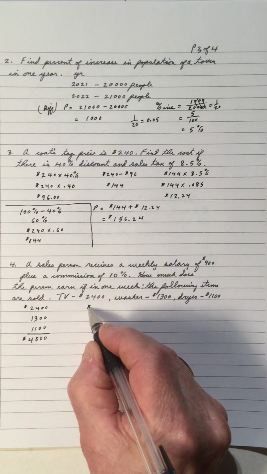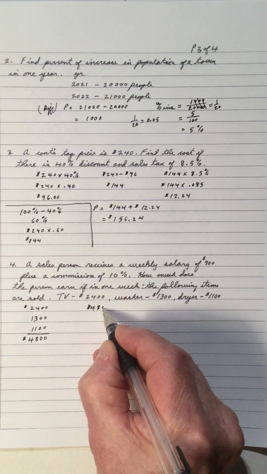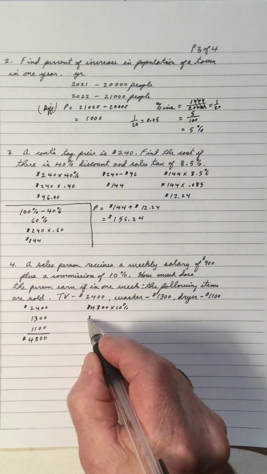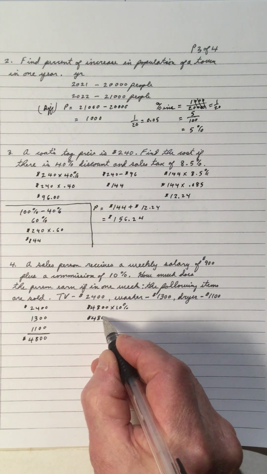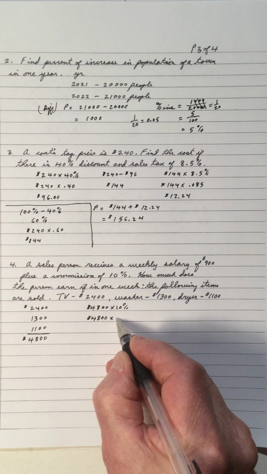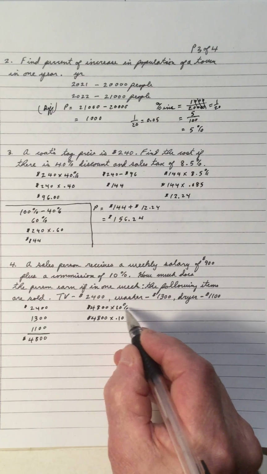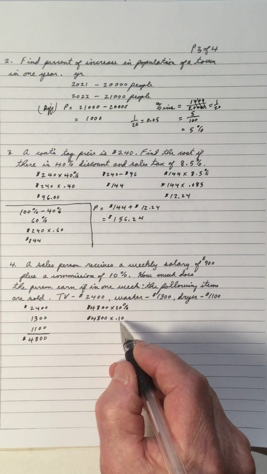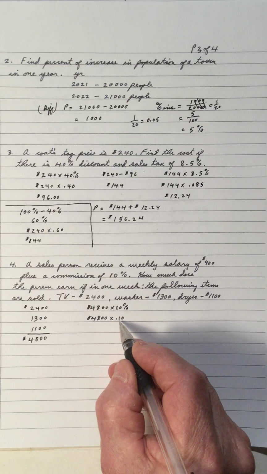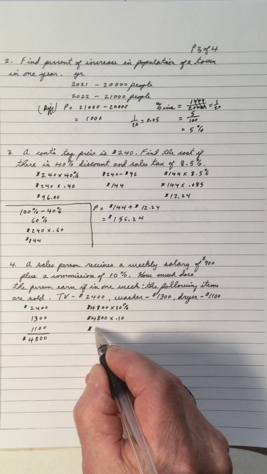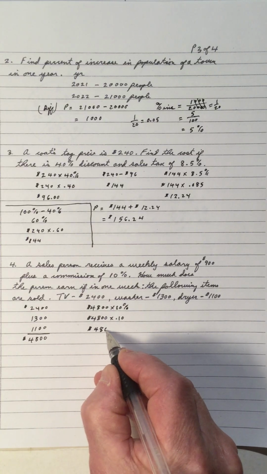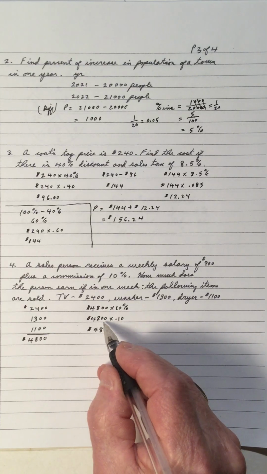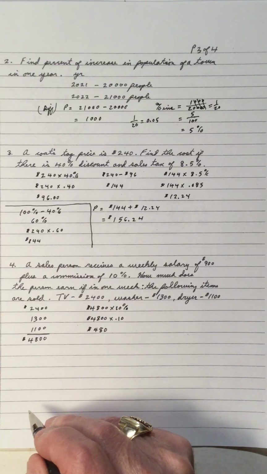So $4,800 with a 10% commission. Commission is a percent of the earnings, so it's 10% of whatever his sales are. So 10% is decimal 10, and decimal 10 is 0.1. Use a calculator or use your head. It becomes 480. So 10% is 1/10. So you divide by 10, you get $480.